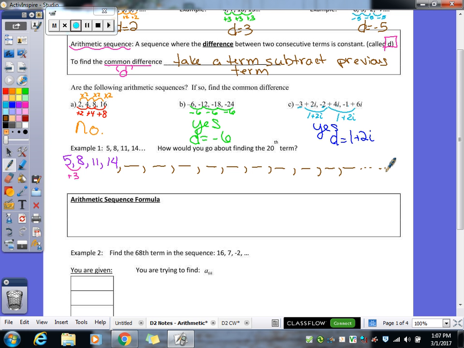No. So what somebody did a long time ago is they made our lives a little easier, and they came up with a formula for us. So it starts with a sub n, and it's going to equal a sub 1 plus n minus 1 times your d.